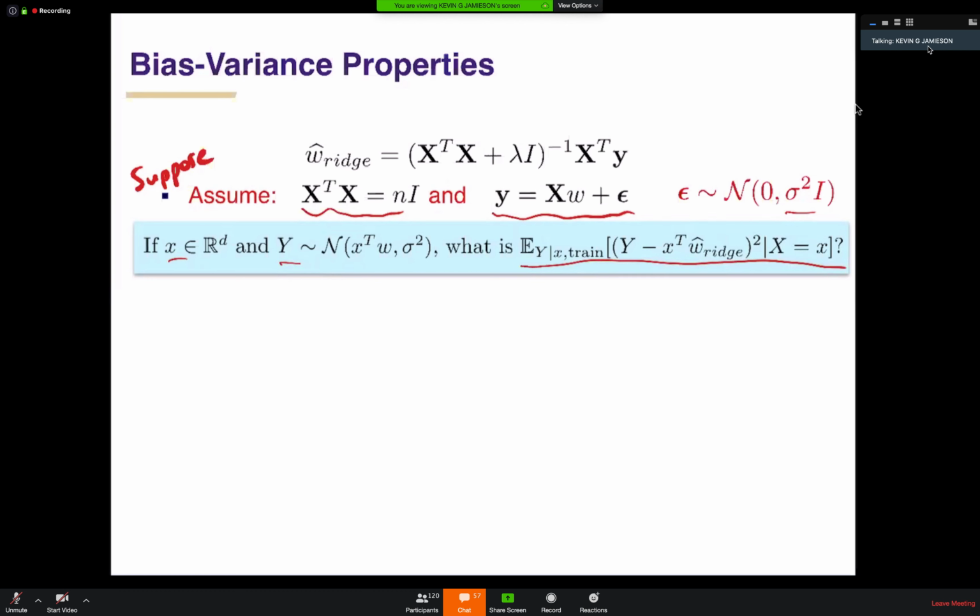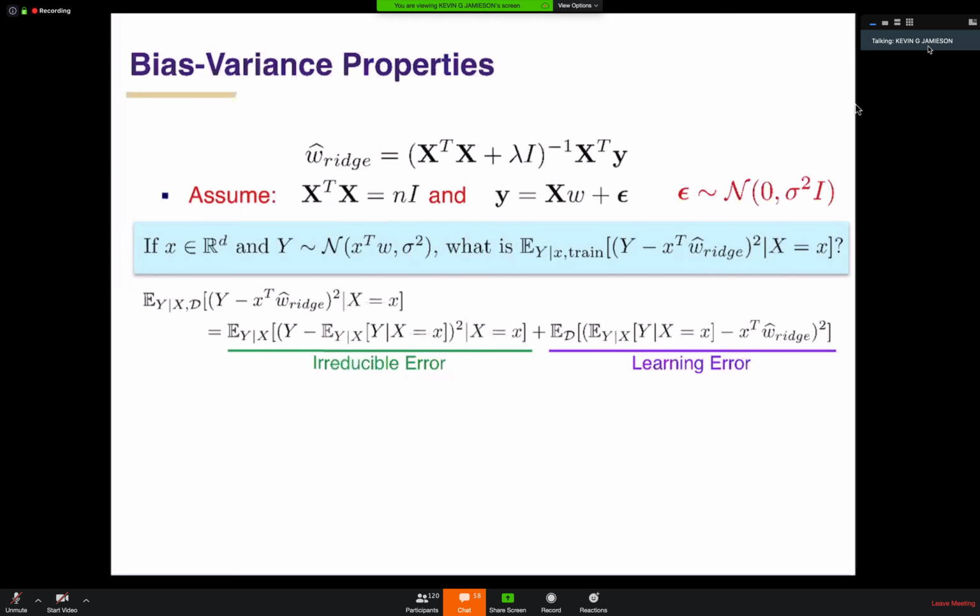I'm going to solve for my w hat ridge. I'm calling it ridge regression. I'm assuming this model is true, and I can ask, okay, well, how well is my error going to work? Analyzing this was the whole topic of the bias-variance trade-off. And so let's go ahead and do that.